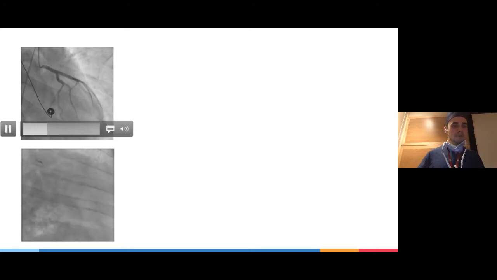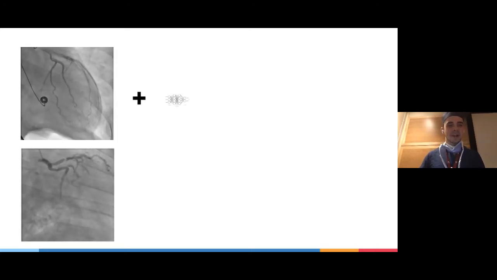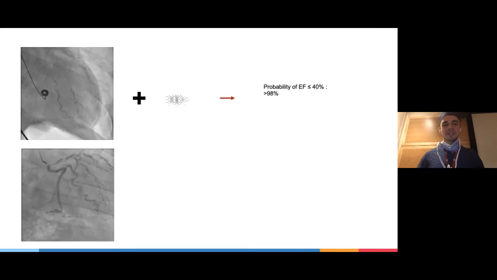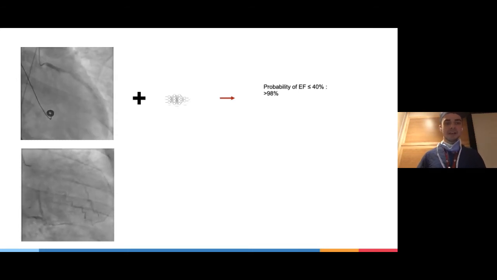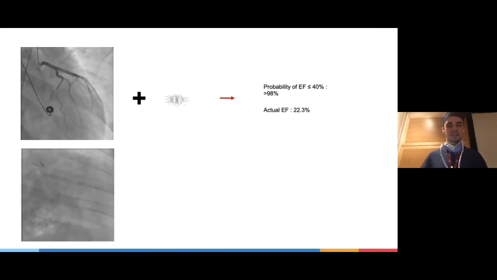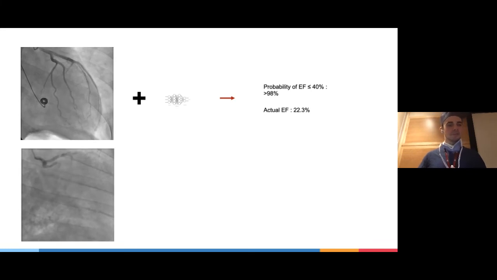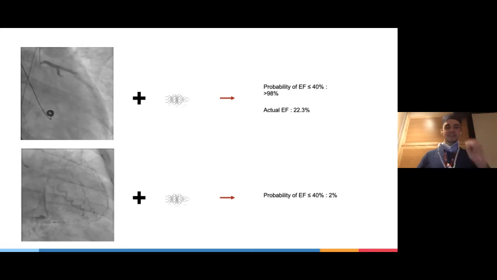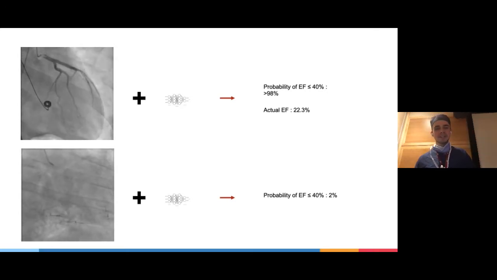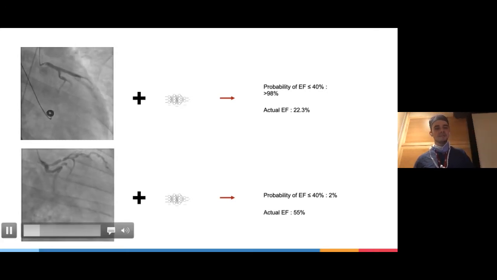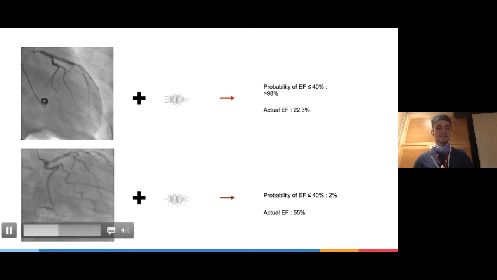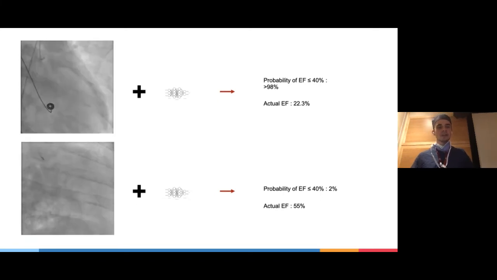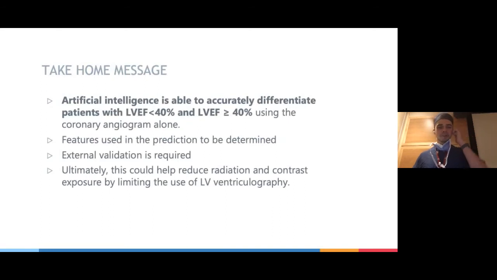So if we look at the top one, we apply the AI classifier on this video, and we figure out that the probability that the EF is under 40 was greater than 98% based on the AI interpretation, and the actual EF was 22.3%. And in this example, the AI said the probability the EF is under 40 is 2%, so it's a much higher probability that it's above 40%, and we actually had a 55% EF despite the CTO of the right. So this is just very preliminary work, but we're able to accurately differentiate patients' ejection fraction using coronary angiography alone.